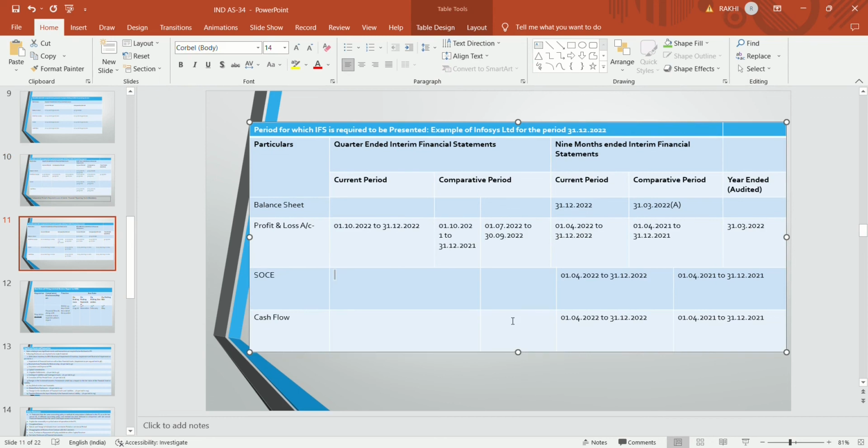A 9 months statement is also required to be given. In this way, Infosys has given their reporting, 9 months reporting for the period ending 31st December 2022. They had prepared the quarter ended interim financial statement and the 9 months ended interim financial statement.